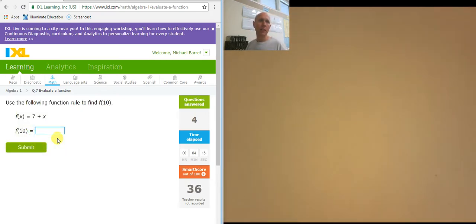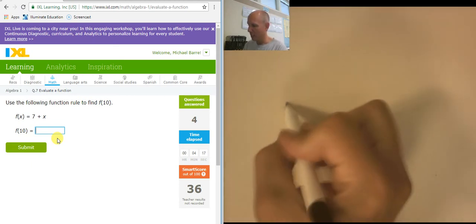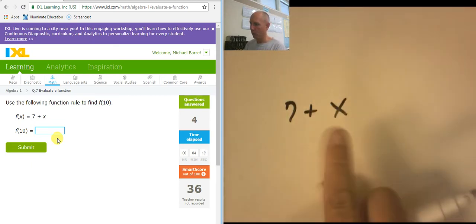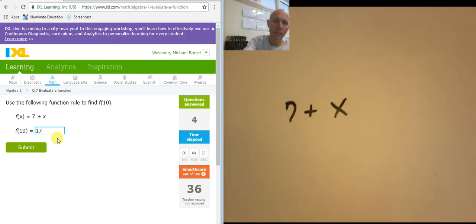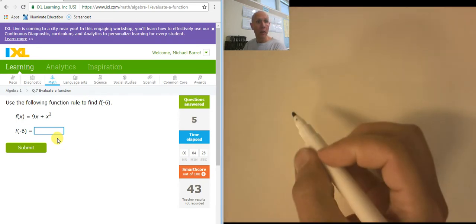Next one, so what is it? This is 7 plus x, and I'm going to replace the x with a 10. So 7 plus 10, 17. Fantastic. Oh, okay, we got some squares coming up now.